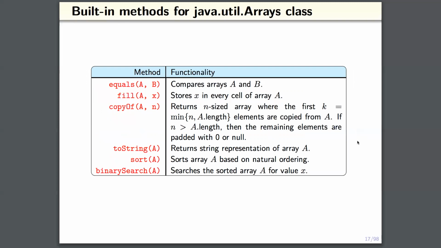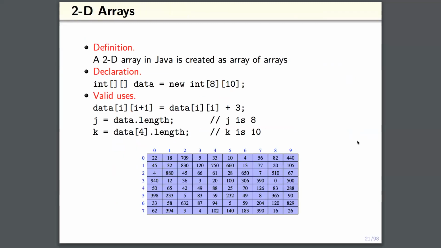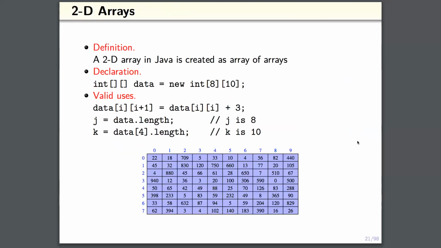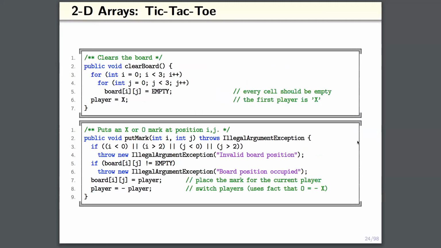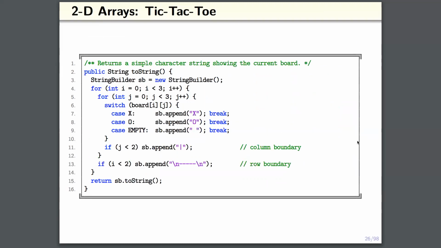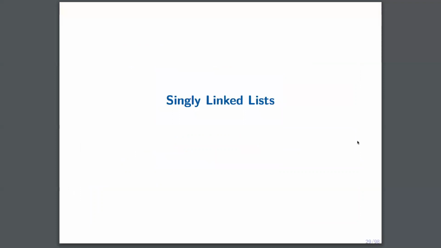I think we will stop here. I will not go over all these slides. There are some slides on random numbers, some slides on 2D arrays. They are very basic examples. Go over these, how you work on 2D arrays, and that's it. From next class onwards, we will start with the complexity analysis of arrays, and then we will go to lists.